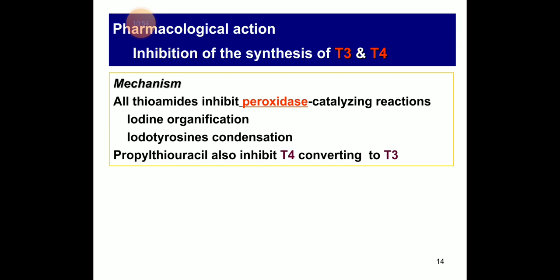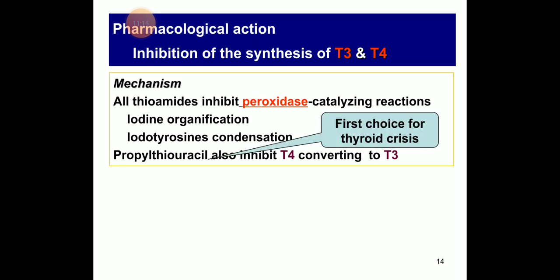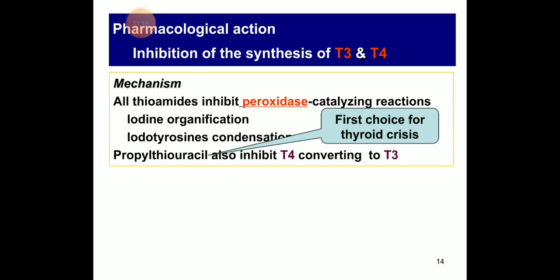So all thioamides inhibit peroxidase-catalyzed reactions, iodine organification, and iodotyrosine condensation. Propylthiouracil inhibits T4 converting to T3. That means the peripheral conversion is stopped by propylthiouracil. Hence, it is absolutely indicated in case of thyroid storm. So, as I mentioned, it's the first choice of drug for thyroid crisis.